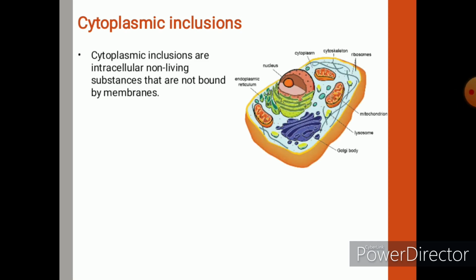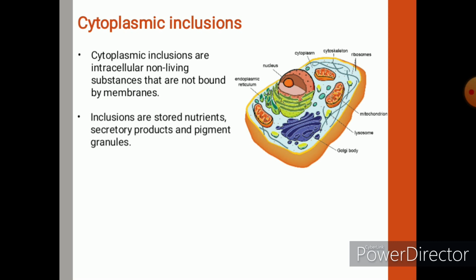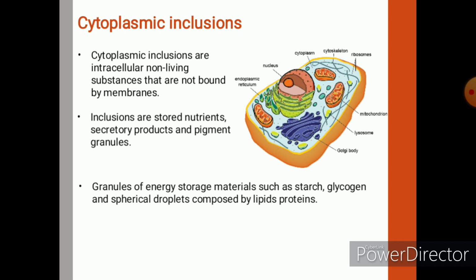Another component of cytoplasm, cytoplasmic inclusions. These inclusions are small particles of insoluble substances which are suspended in cytosol. These are non-living and are not bounded by any membrane. Stored nutrients, secretory products and pigment granules are considered as cytoplasmic inclusions. Example, starch and glycogen, etc. Glycogen granules we can find in liver and muscle cells. Up to now, we have seen three components of cytoplasm. They are cytosol, cytoskeleton and cytoplasmic inclusions.